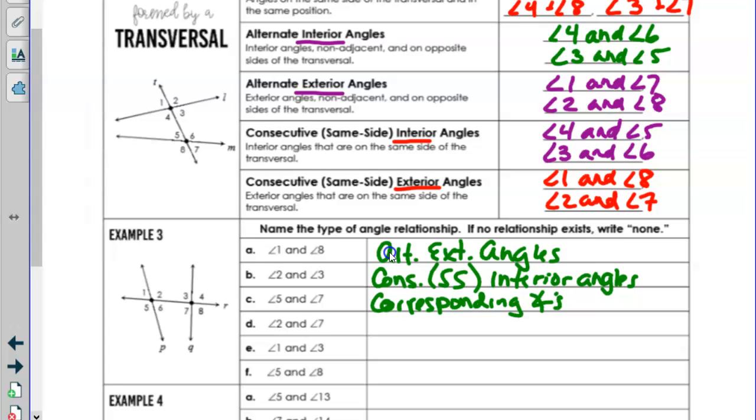How about 2 and 7? Alternate. What did you say? Alternate. Yeah, but what was the second word? Exterior. They're not on the exterior. Interior. Yeah, they're on the inside of those 2 other lines that the transversal's going through. How about 1 and 3? Corresponding. Corresponding, very good.